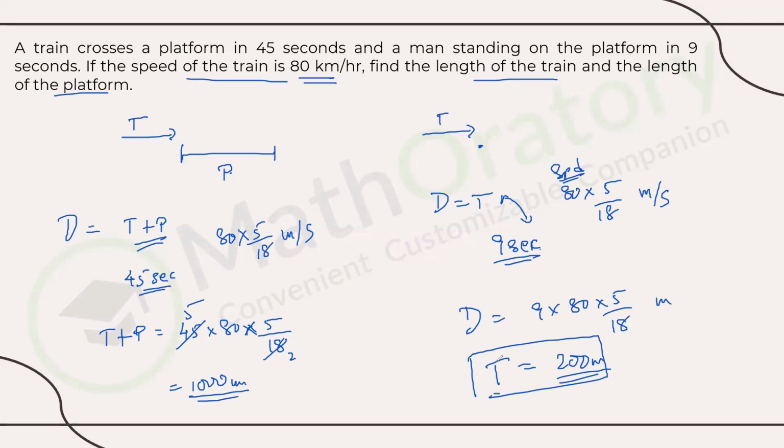And since the length of the train is already known to us, this is 200 plus the platform is 1000. So the platform should be 800 meters long. So, pretty simple question, just using the basic idea that whenever one object is crossing another object, the distance that needs to be covered should be the sum of the lengths of the two objects. In case of crossing a man, it is an insignificant distance, so that is simply the length of the train. So that's it for this problem. Let's look at the next one.